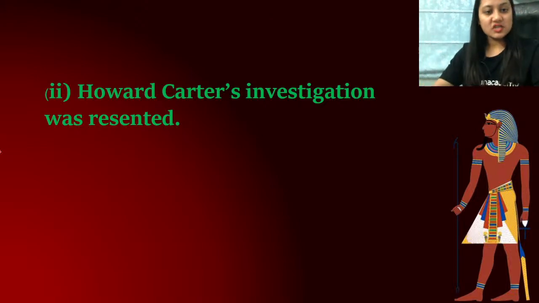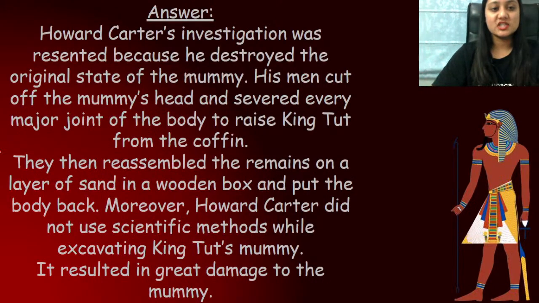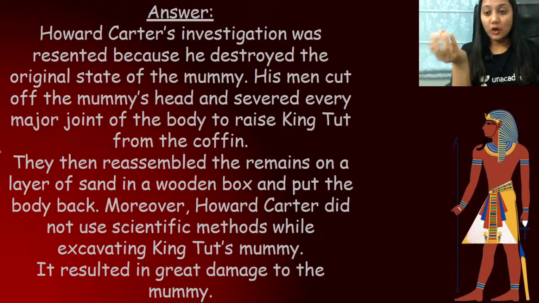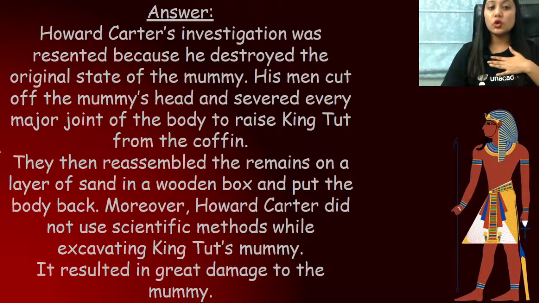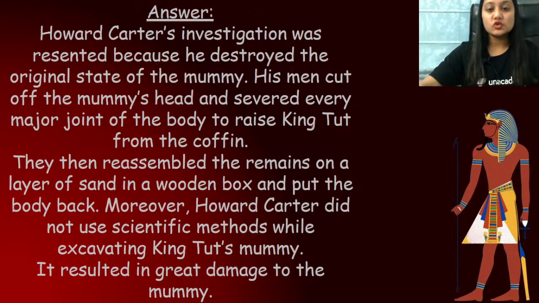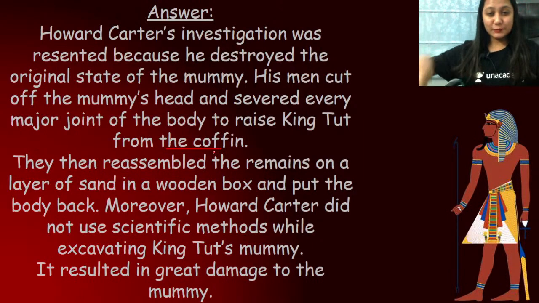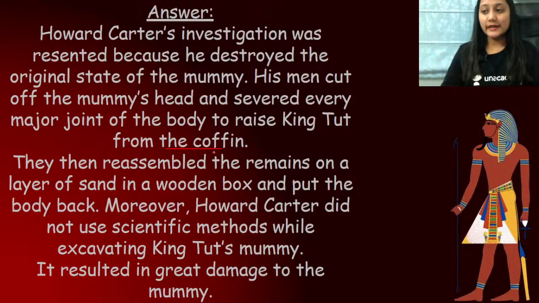Second is, Howard Carter's investigation was resented. Howard Carter's investigation was resented because he destroyed the original state of the mummy. Resented means it was opposed. Why? Because the original state of the mummy was such that the body had become attached to the gold coffin by resin. So he started chiseling it, and that is how the whole body was destroyed. His men cut off the mummy's head and severed every major joint of the body to raise King Tut from the coffin. As I told you, Carter's men chiseled the whole body, individually took out the head and the other joints of the body, and that is how they removed it from the coffin.